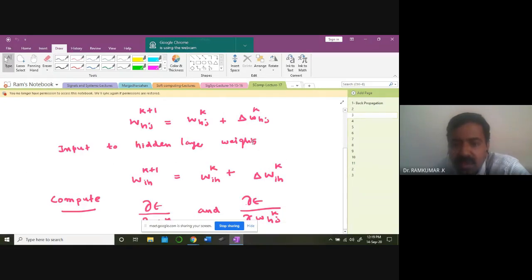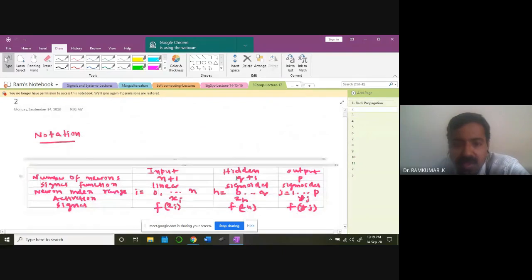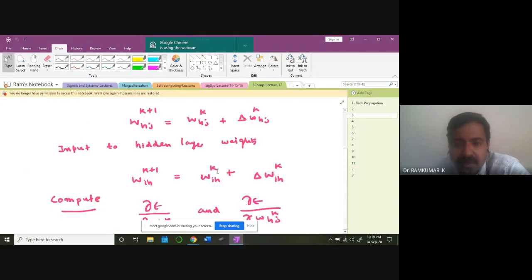Likewise, input to hidden layer weights are given by IH. You can clearly see the notation, I and H, IH. So this is the WIH weight, with K indicating the particular iteration. You can think of the update from iteration K to K plus 1.